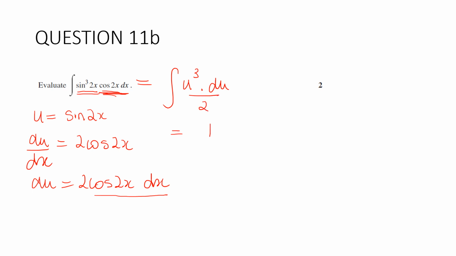Let's integrate. A half. Then I've got u to the power of 4 over 4 plus c. Substitute back in. I have 1/8. u to the power of 4 is sin to the power of 4 2x, plus c.